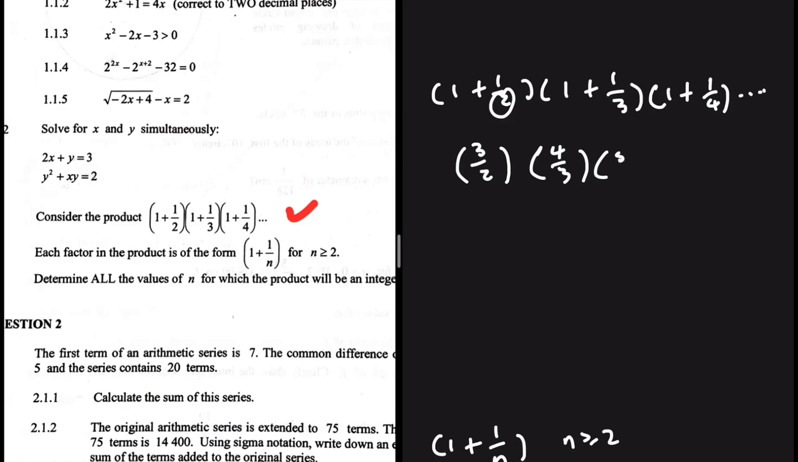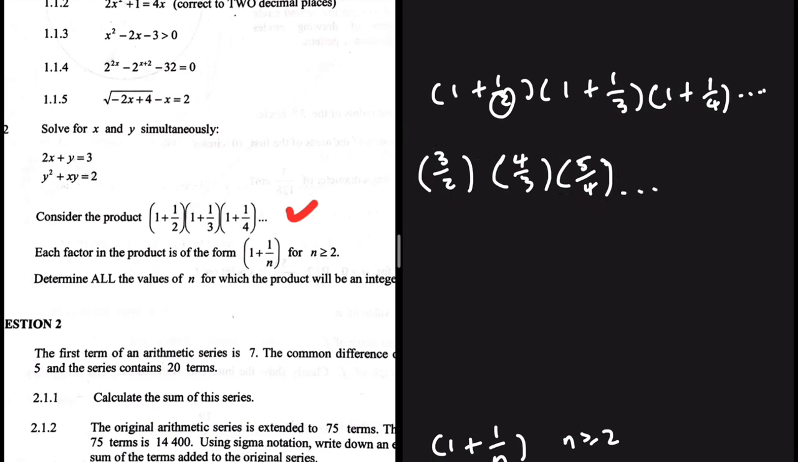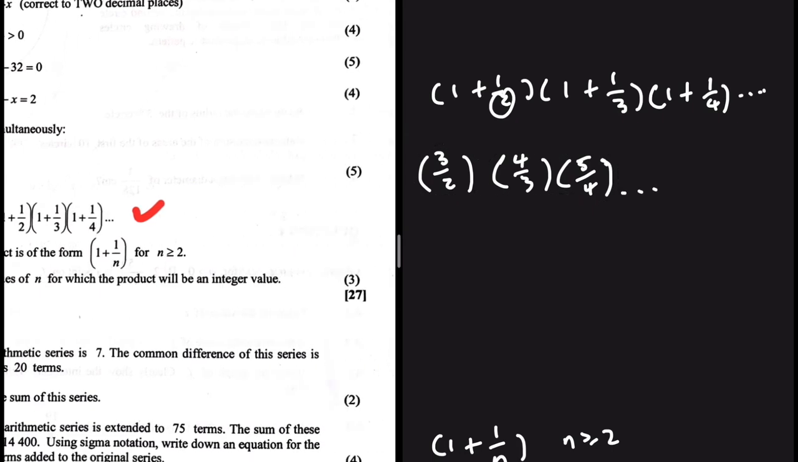So these are the terms of the product, not the terms of the sequence. Let me put it here so that I can show you something. And then this pattern goes up until 1 plus 1 over n, right? Of which we do not know. So the last term here that we have is 1 plus 1 over n. But we can also rewrite that term. Let me show you how.